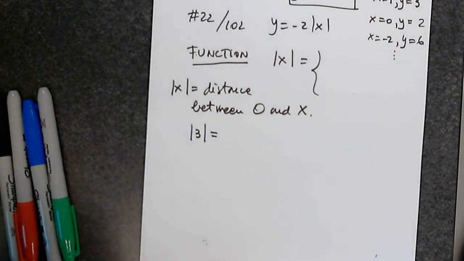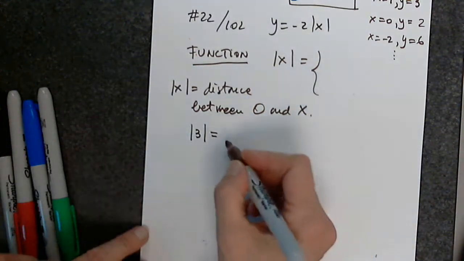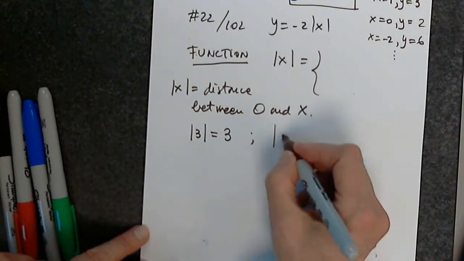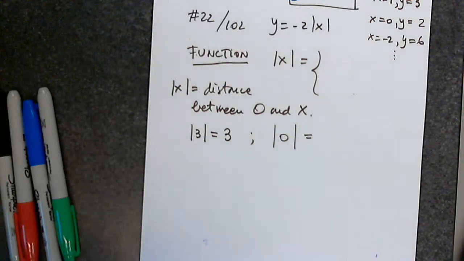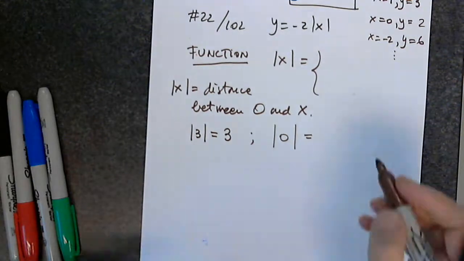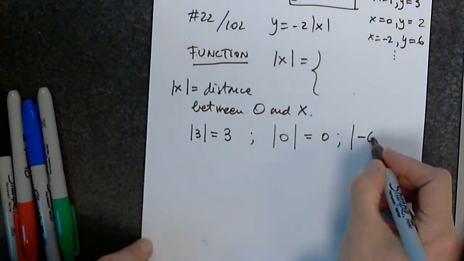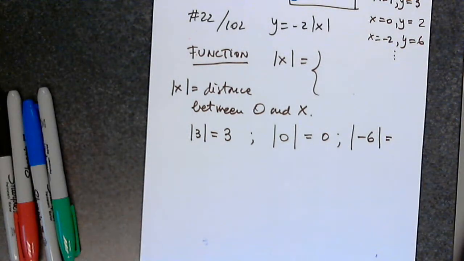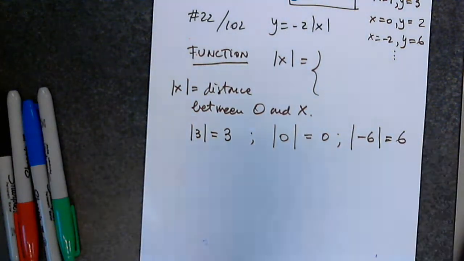What will you say? How many units? What is the distance between 0 and 3? 3 units. If I ask you what is the absolute value of 0, you will say, what is the distance between 0 and 0? 0. What about the absolute value of negative 6? What is the distance between 0 and negative 6? I cannot say that the distance between me and Ryan is negative 5 feet or negative 10 feet, right? So it's just 6 because it's the distance.